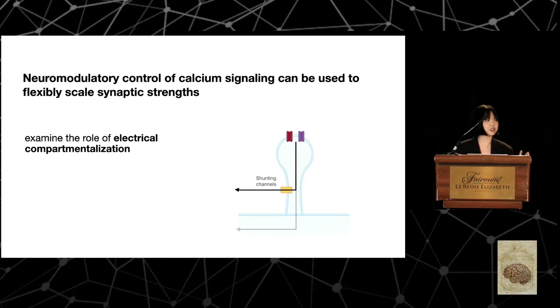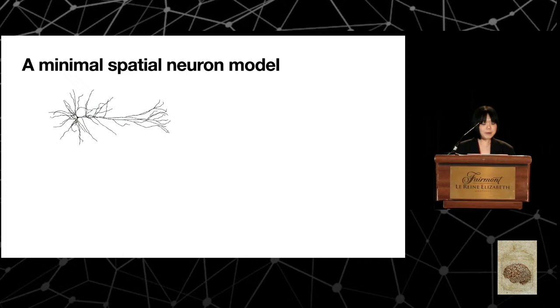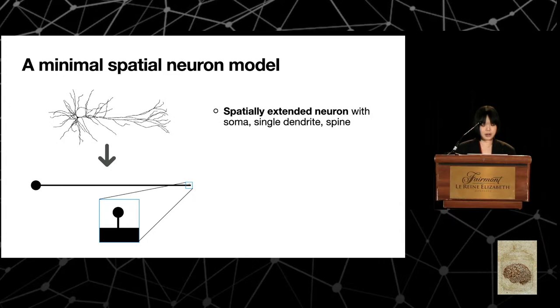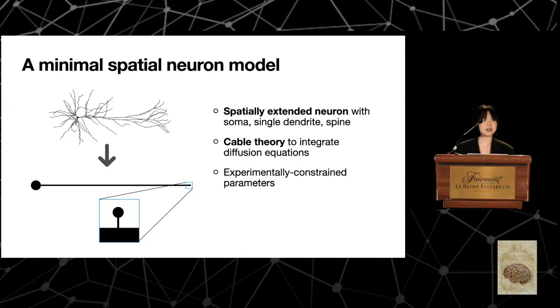And in order to do that, we're going to use experimentally constrained multi-scale computational modeling. So let's get right to it. We're first going to start with a minimal model of a spatially extended neuron. This model is subdivided into compartments, including a soma, a single dendrite, and a spine. Cable theory is then used to integrate diffusion equations to find the evolution of voltage in different regions of the neuron over time. We then add receptors and relevant molecular regulation in the spine, and using experimentally realistic values to constrain the simulation, we can see whether or not potassium channel shunting can be a mechanism for synaptic control.